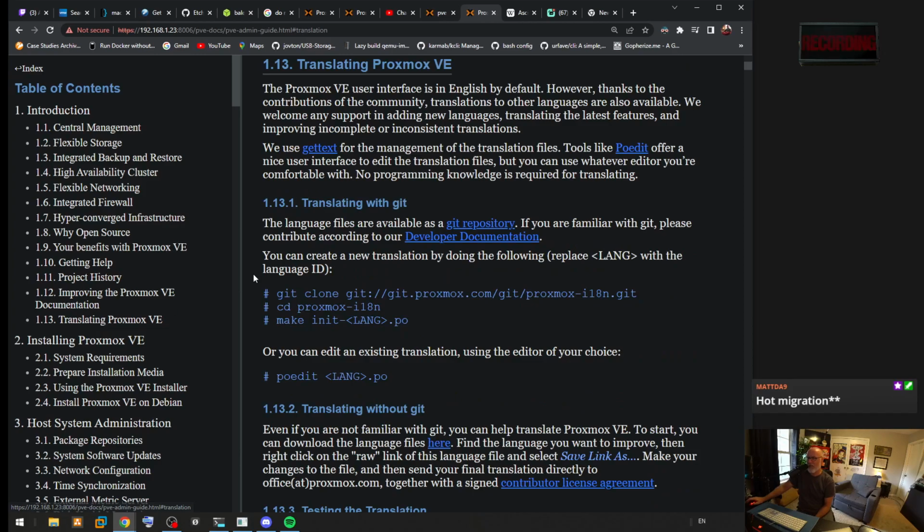1.13, the last subsection of the introduction says, translating Proxmox VE. The Proxmox VE user interface is in English by default. However, thanks to the contributions of the community, translations to other languages are also available. We welcome any support in adding new languages, translating the latest features, and improving incomplete or inconsistent translations. We use gettext for the management of translation files. Tools like Poedit offer a nice user interface to edit translation files, but you can use whatever editor you're comfortable with. No programming knowledge is required for translating.